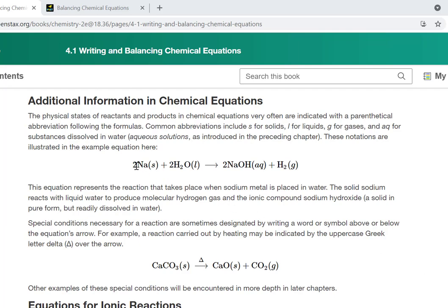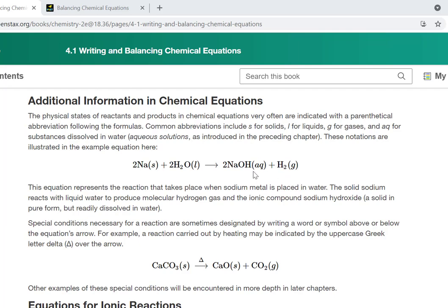So after the symbol of a substance, we might have parentheses with some letters in it. Those letters are indicating the physical state. So this S is for solid, L is for liquid, G is for gas. So those ones are probably pretty easy to figure out what that means.